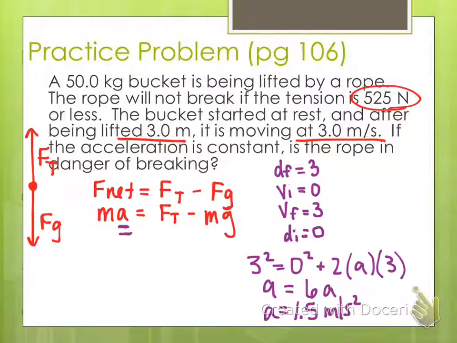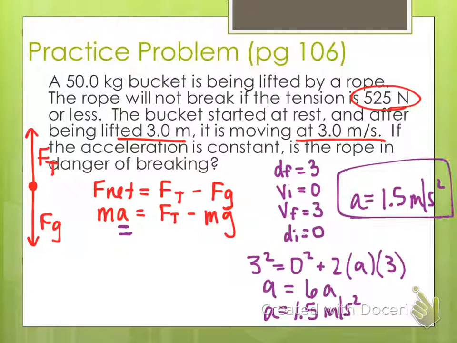Oops, sorry, you can't see what I wrote. So that means our acceleration of the whole system is 1.5 meters per second squared. Do we agree with that? Are we on the same page with how we got there? Or did I do something wrong? A equals what? 9 divided by 6 is 1.5. Am I doing it right?